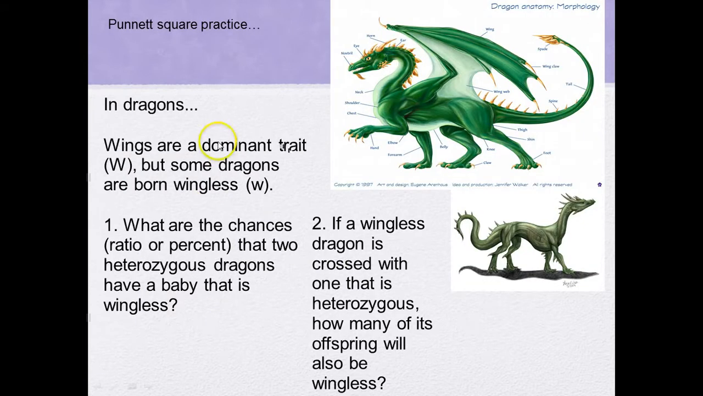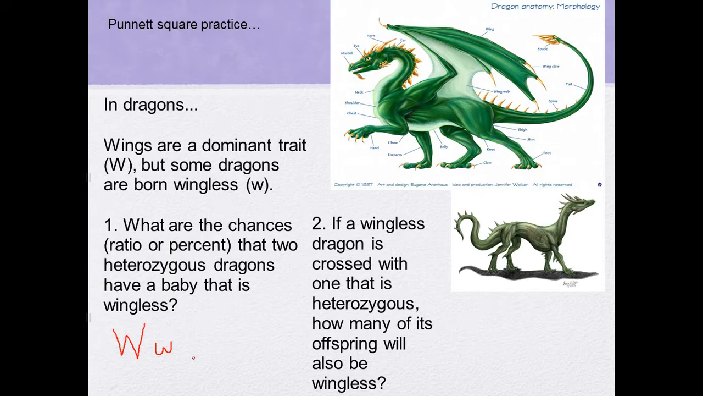Some more practice problems. In dragons, wings are a dominant trait, capital W, but some dragons are born wingless, little w. So 2 problems for you to solve. What are the chances, either ratio or percentage, that 2 heterozygous dragons have a baby that is wingless? Just to review, heterozygous means 1 big and 1 little letter, so if we're using the letter W, the parents would both be big W, little w.